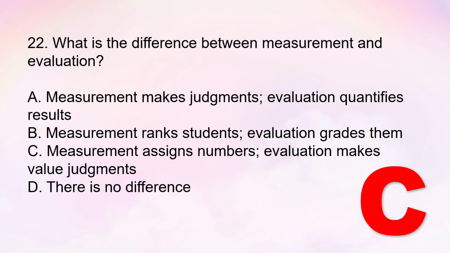Okay, of course, obviously the correct answer is letter C. So when we're talking about measurement, we talk about numbers, assigning numbers. When we talk about evaluation, this is about meaning or judgment based on those numbers, okay? Making value judgments. Letter C is the best answer.